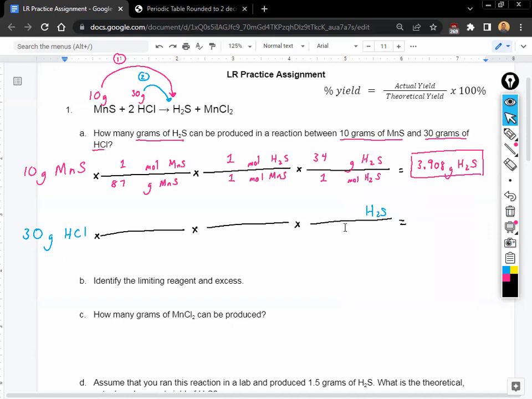Okay, so what I want you to do is take about the next 3 minutes. You can work with the person next to you and see if you can calculate the answer for this stoich problem. Okay, so take about 3 minutes to do that.